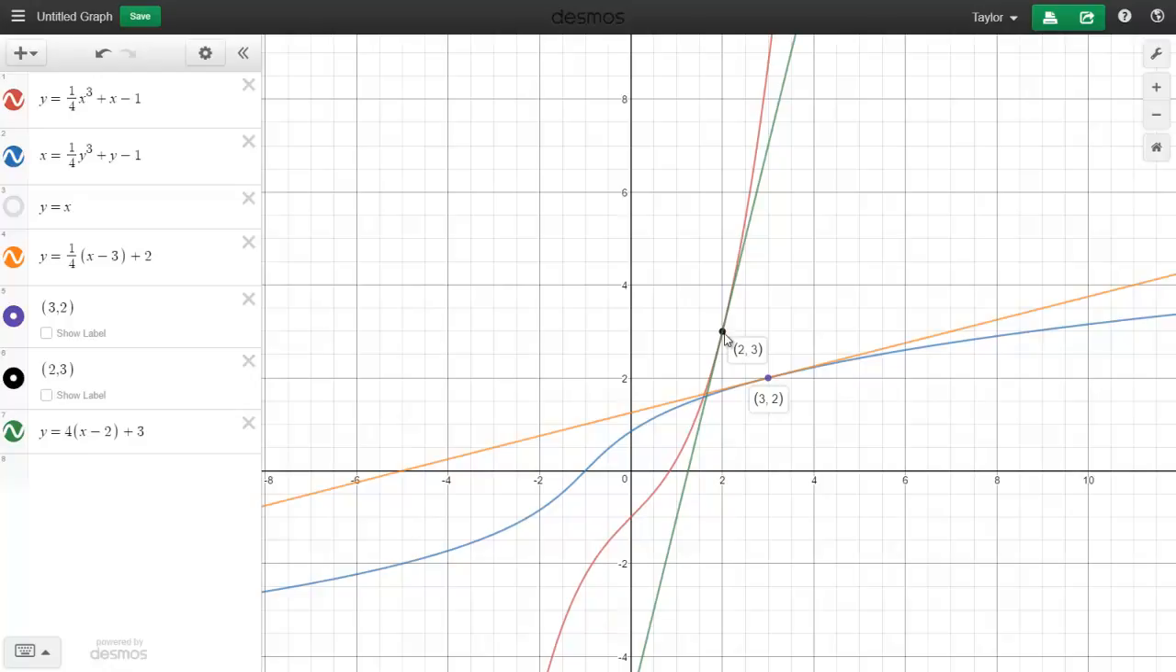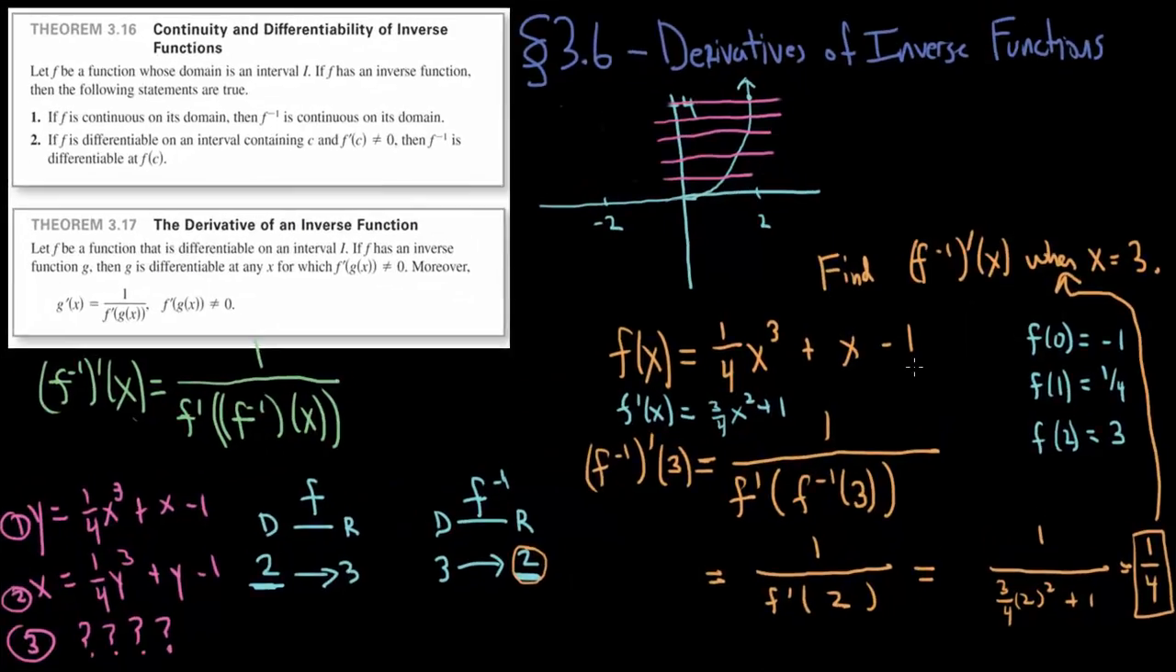And that reciprocal relationship is always going to exist between the slopes of your original function and the inverse function. It's a pretty neat thing. Okay, let's look at another example of how this plays out. So let's do the exact same thing, but let's look at a different function.